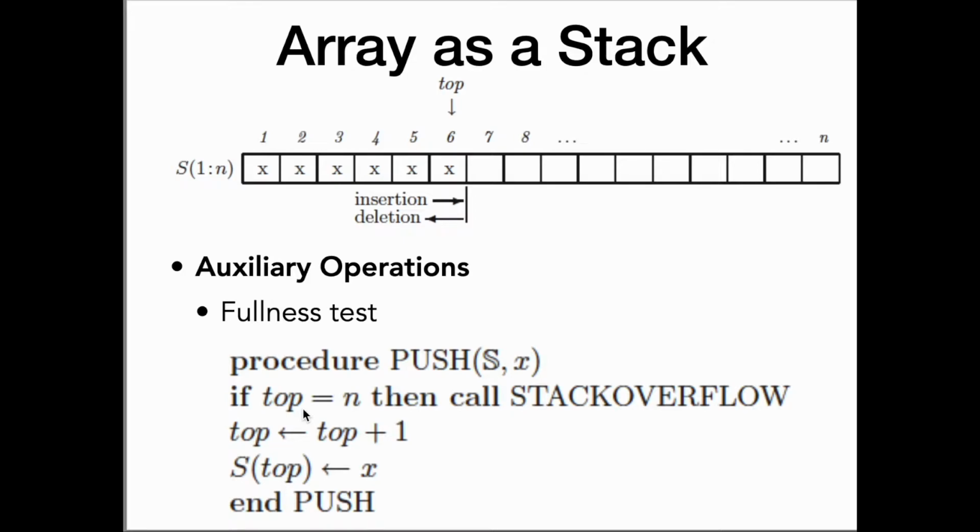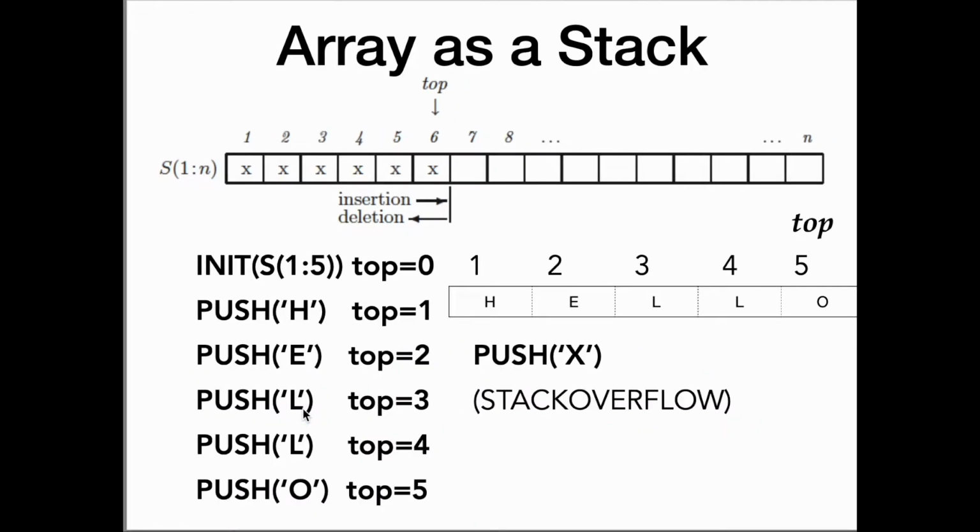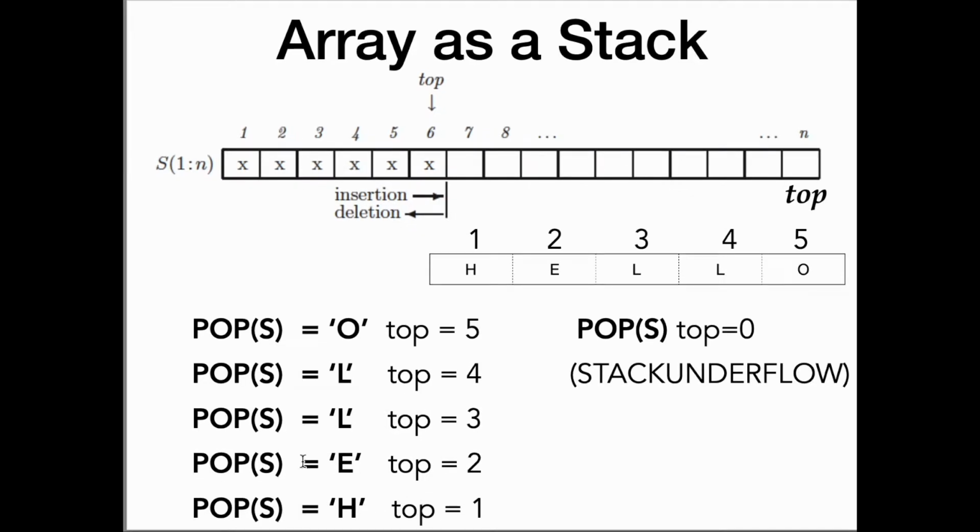What will happen if the stack is full, or we have a stack overflow? We can have two possible cases. We can either issue an error or reallocate memory. Here's an example of reversing a word using a stack. As mentioned a while ago, we can have a series of pushes, and this is the corresponding value for our top if we push each character of the input word. If we pop the stack, we can get the sequence of characters in reverse order.